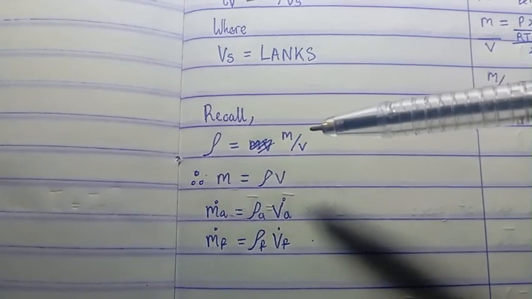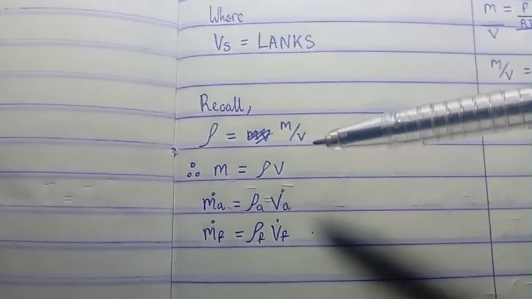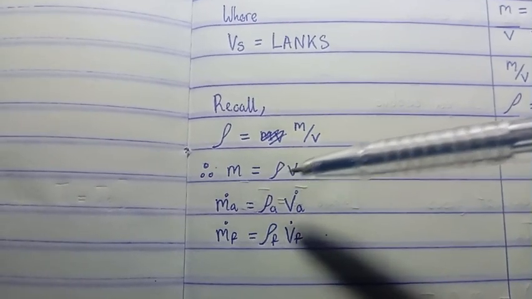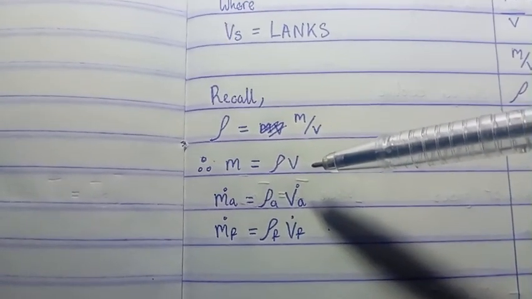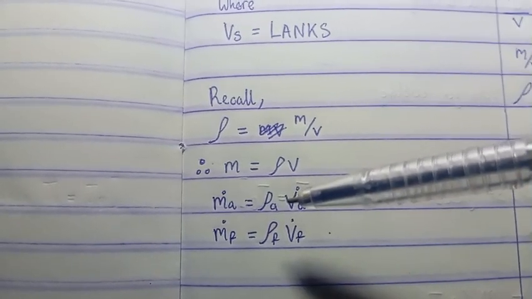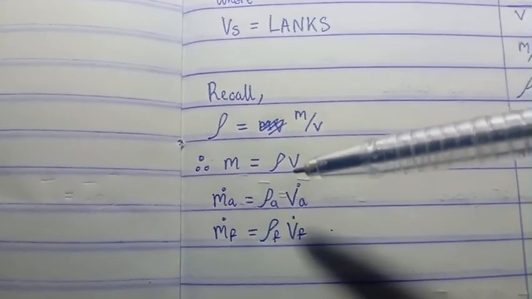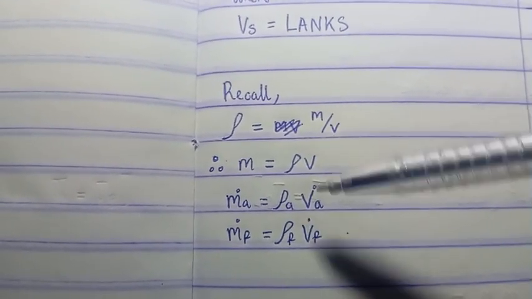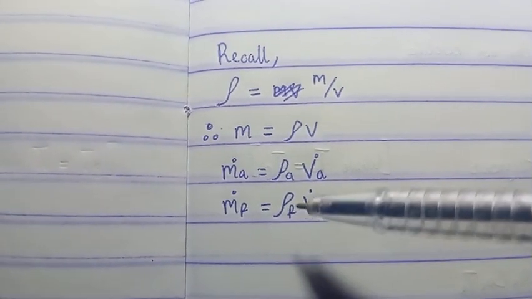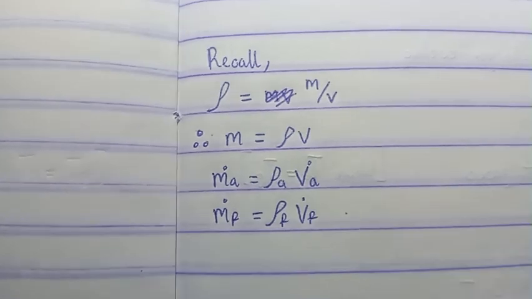Now, let's say recall from our normal law of density. Density is equal to your mass over your volume. If you rearrange this to make your mass subject of formula, you're going to have your mass is equal to your density times your volume. Now, we can write this as your mass of air is equal to your density of air times your volume of air. You can still write it to be your mass of fuel is equal to your density of fuel times your volume of fuel.